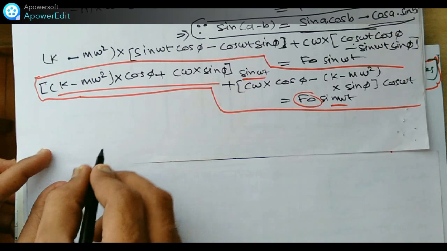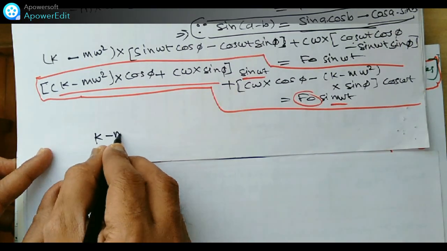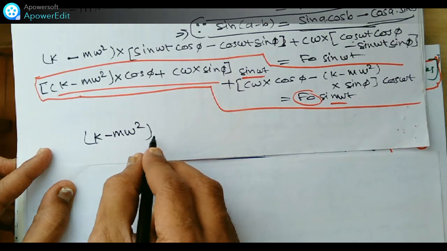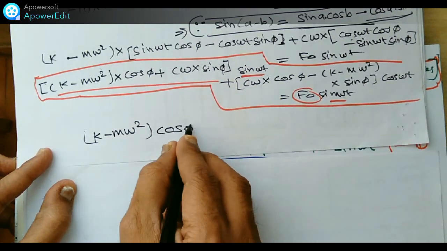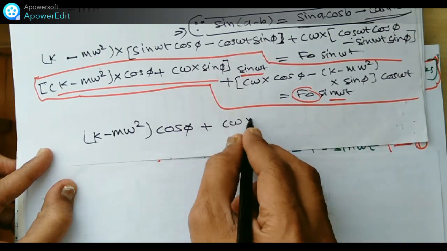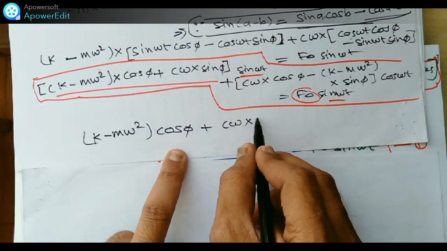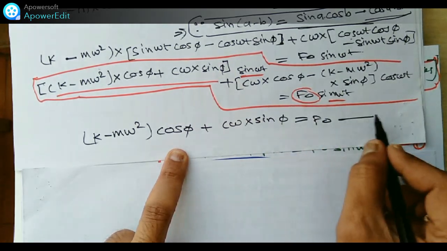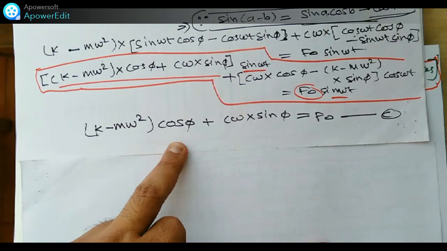What will we get? k minus m omega square, into cos phi, plus c omega x sin phi, which is equal to F0. This is equation number C.